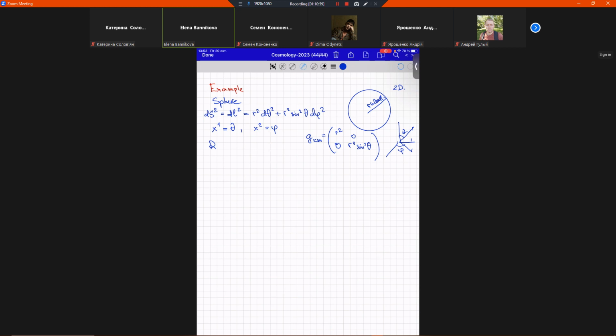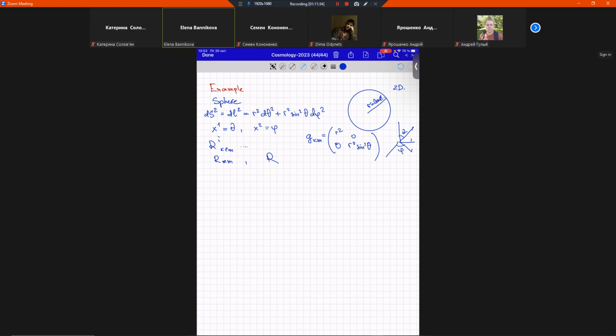So I want us to find the components R_iklm, also the components of the Ricci tensor, and the scalar curvature. I will start, and I want you to finish it at home as a home task. So I will show you the idea. Maybe we will finish quickly, I don't know.